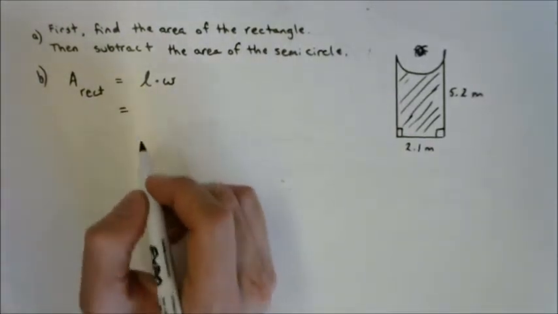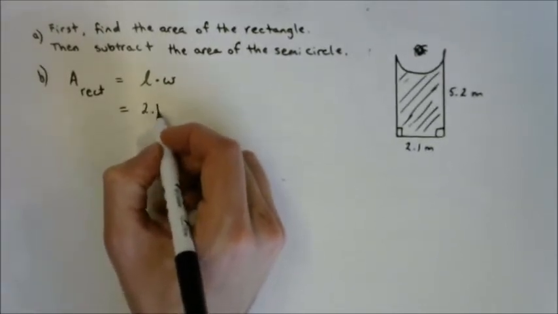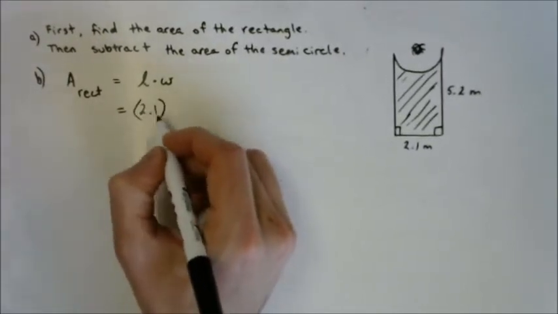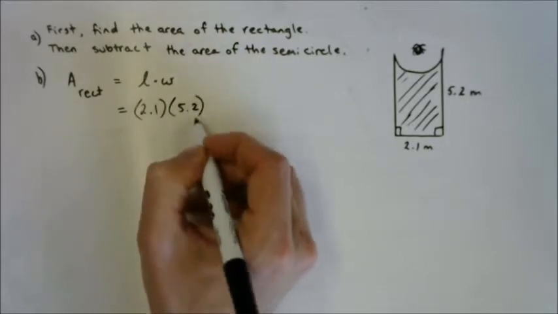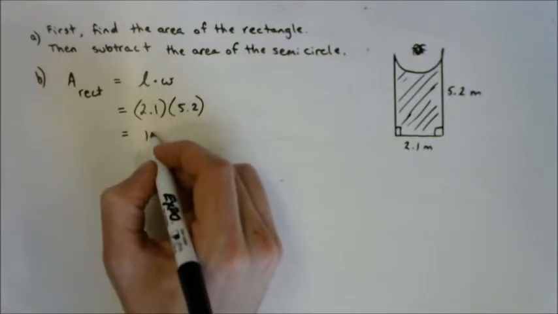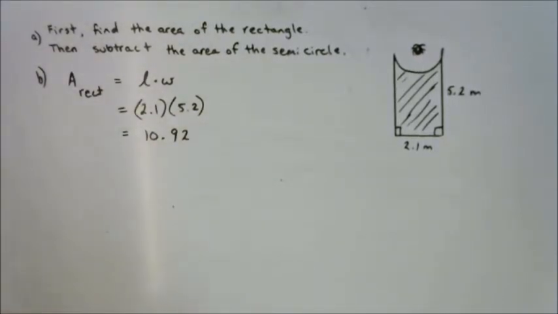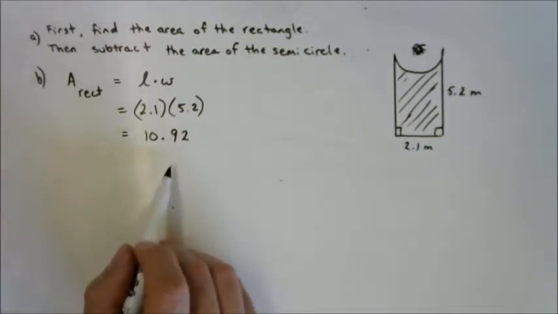Good. Now we plug in our numbers. What are our numbers? 2.1 times 2.5, which is 10.92. Hold on, let's not round too early. Okay. So at the end, our final answer is going to be rounded. But if we round too early, we're going to lose important information. We don't want to do that.